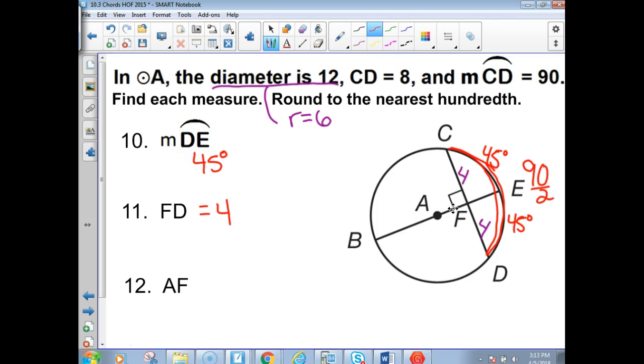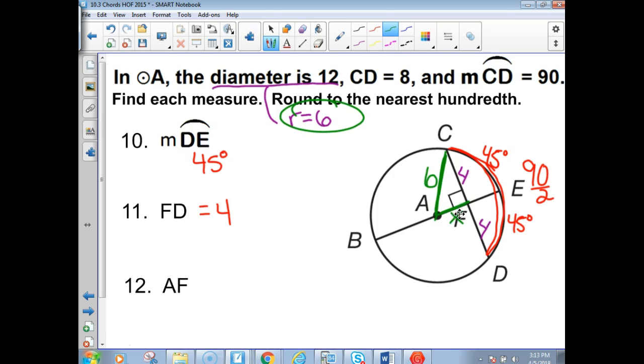Now it wants us to find A to F. Okay, so that's right here. So I'll put an X on it. And I'm going to need to draw in a radius. So I'm going to draw in AC. Okay, and that is a radius. And we said the radius is 6.